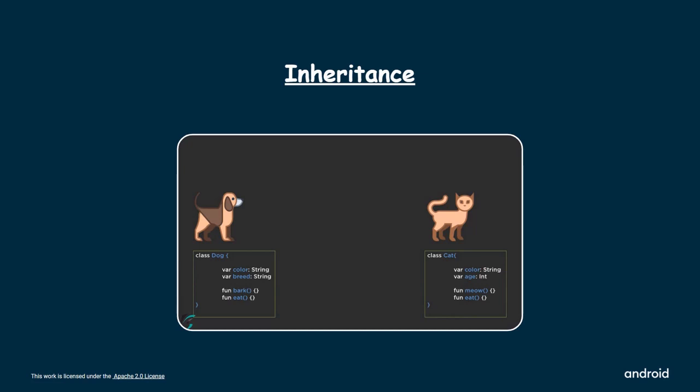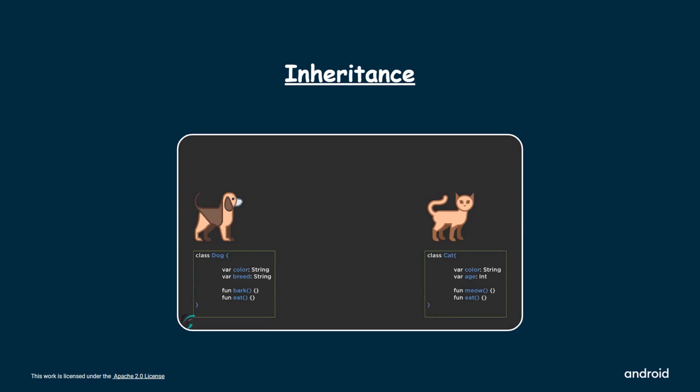Let's understand the concept of inheritance by an example. You all can see that here we have two classes, dog and cat. The dog class has two variables, color and breed, and has two functions defined, bark and eat. Have a look at the cat class now. It also has two variables, color and age, and has two functions defined, meow and eat. If we look closely, then these two classes have something in common, color variable and eat function.